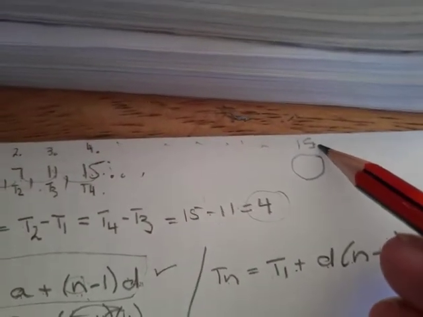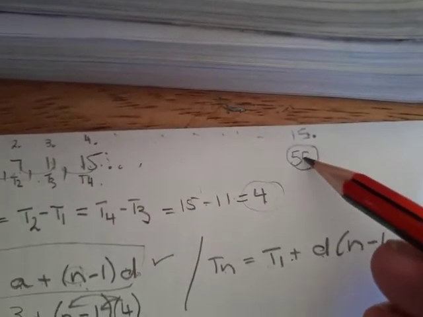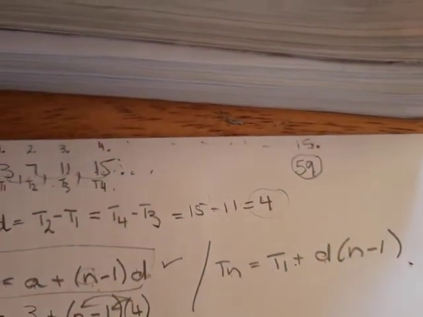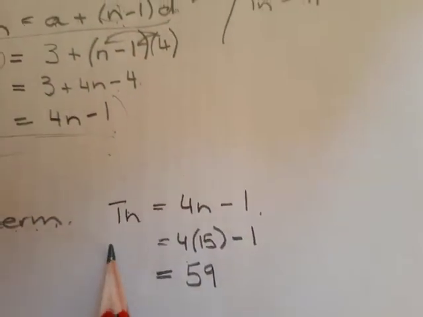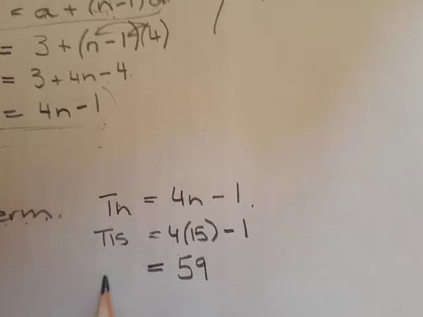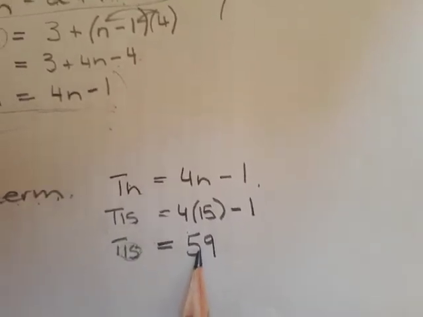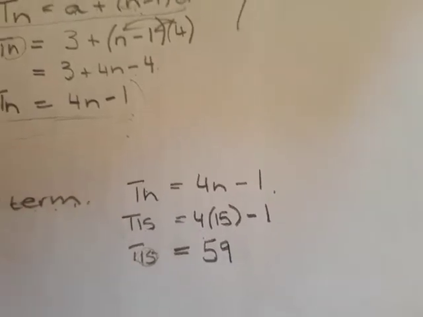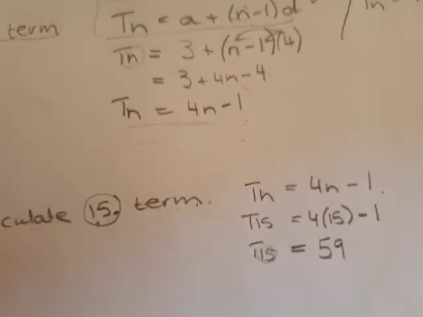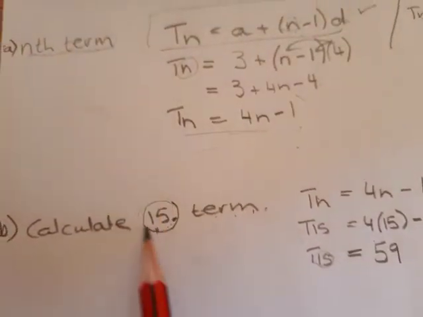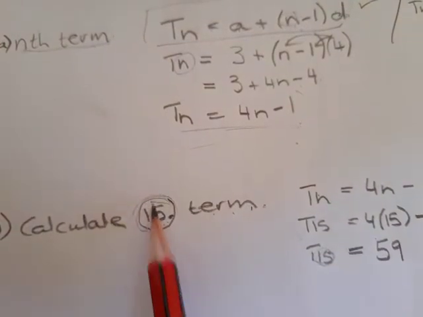So if we go back up here, people, on the 15th position, you would actually have 59. So T15 is 59. So if you go back here, you can actually replace that with 15, T15. So at the 15th position, you will have 59. So that is then the second type of question they ask you, to actually calculate the term for a position that is given.